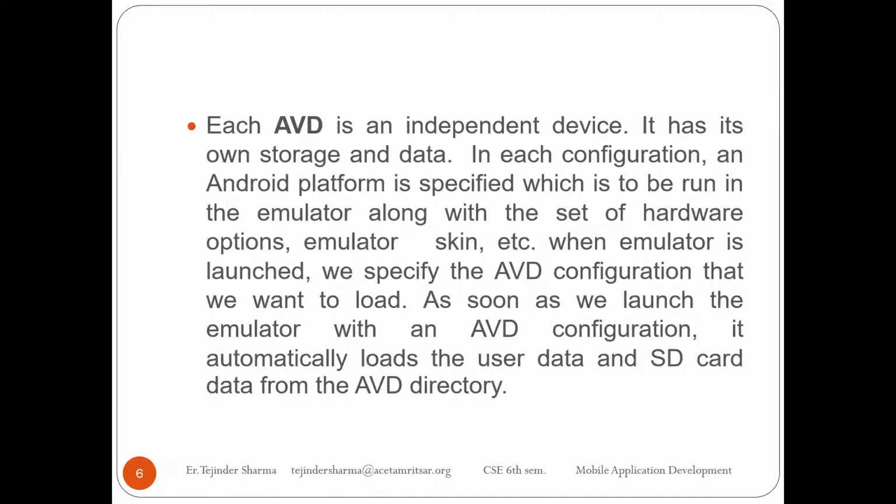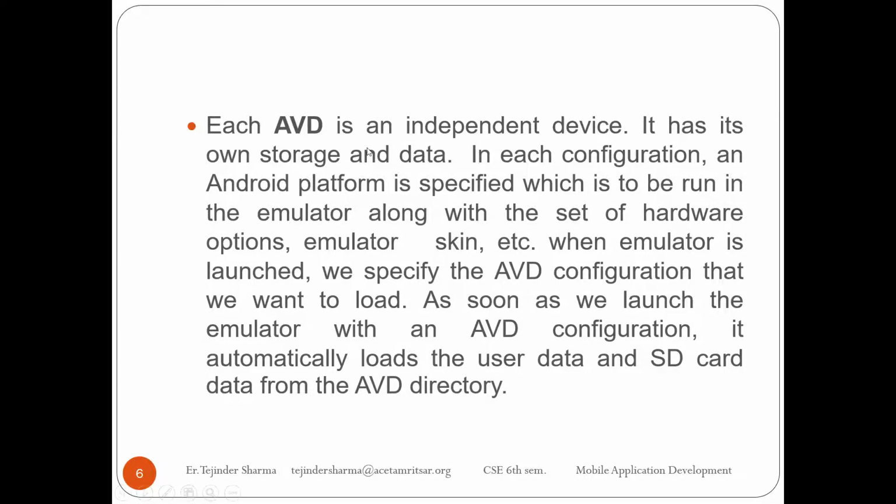Whenever we launch this emulator, we specify the AVD configuration that we want to load. As soon as we launch the emulator with an AVD configuration, it automatically loads the data and SD card data, like your phone has extended memory in your SD card. Similarly, we can have the SD card option in our Android Studio, and we can load the data from that SD card to our AVD directory. AVD directory will contain the data which is to be deployed on the AVDs.